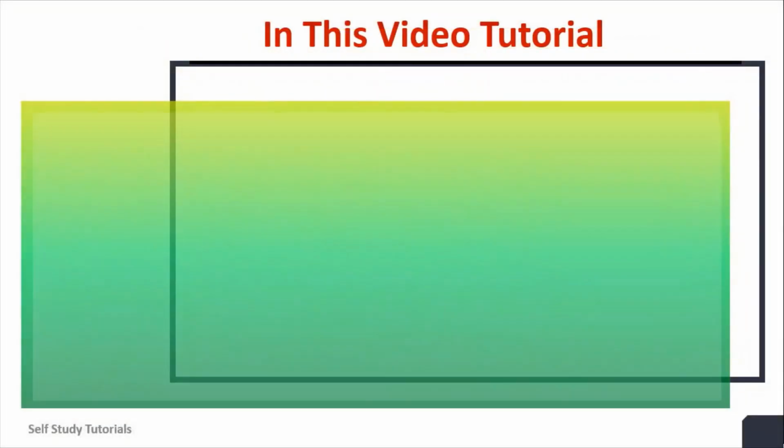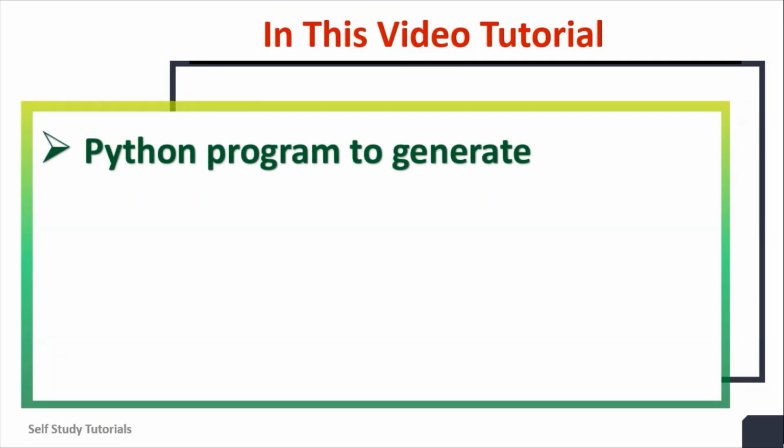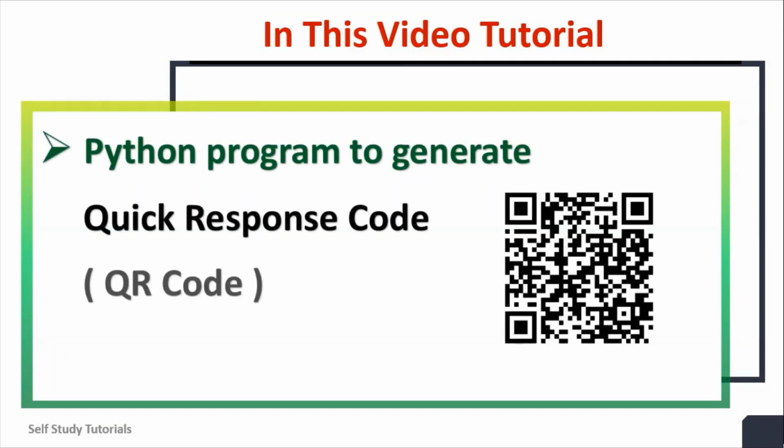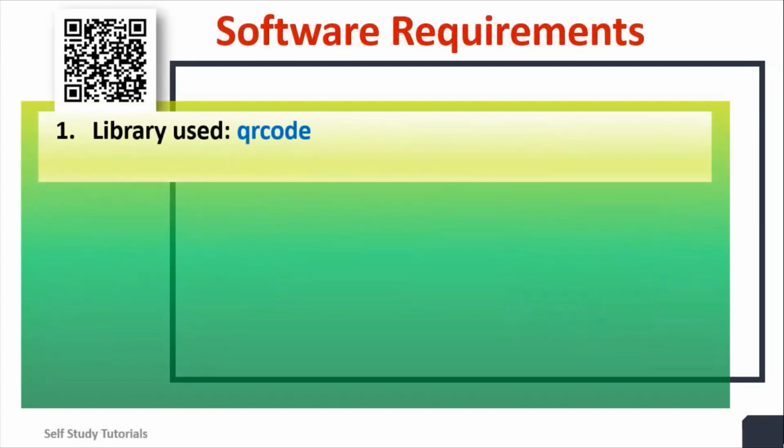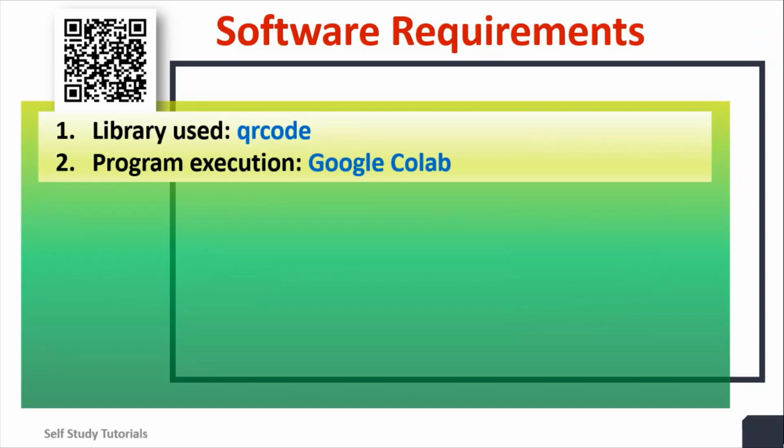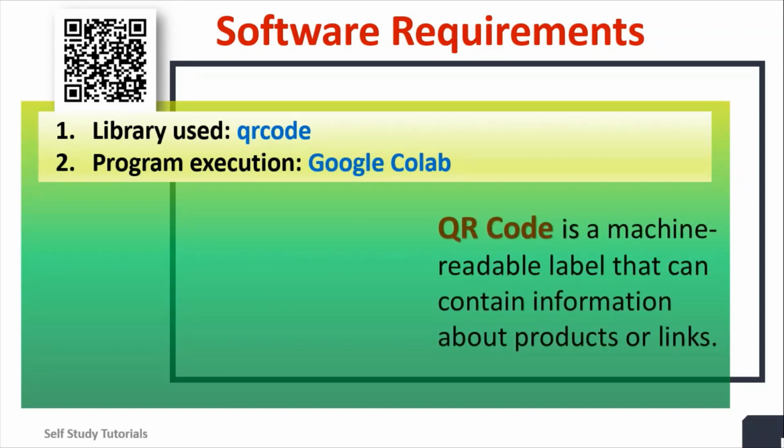In this video tutorial, we will discuss a Python program to generate a quick response code, popularly known as a QR code. I have used the qrcode library and executed the Python program using the Google Colab online tool. A QR code is a machine-readable label that can contain information about any products or links.